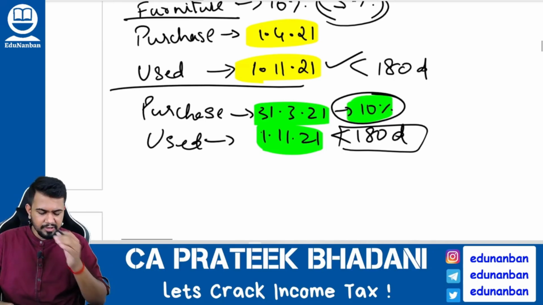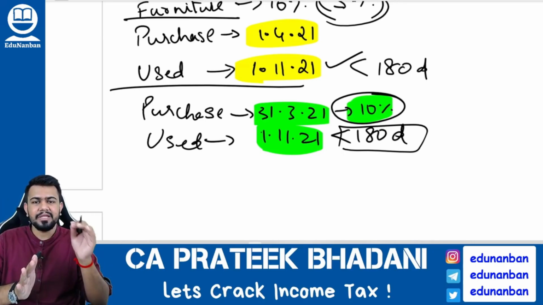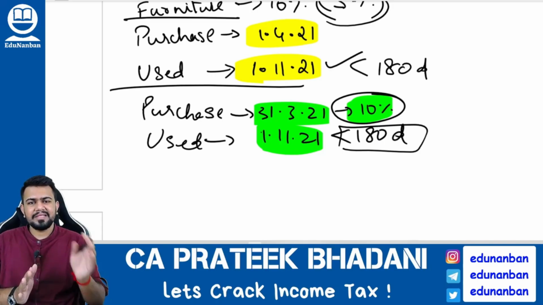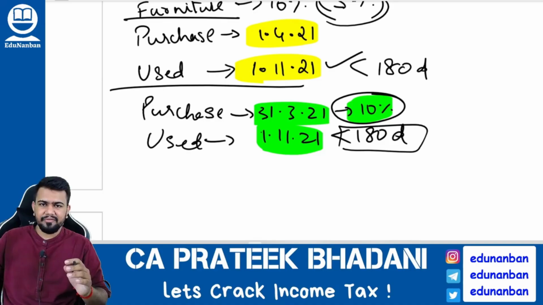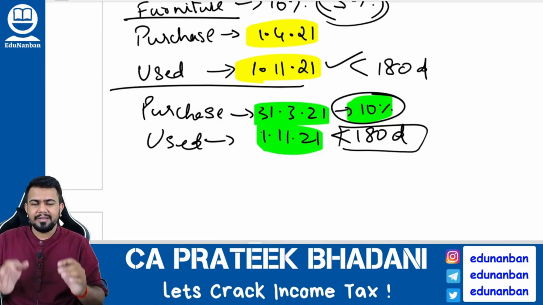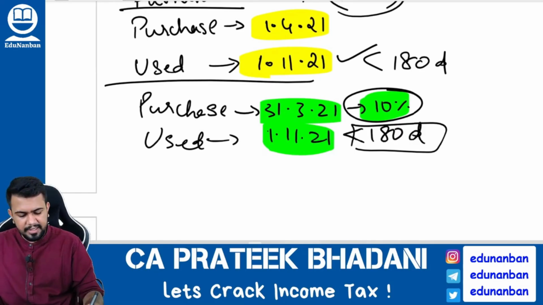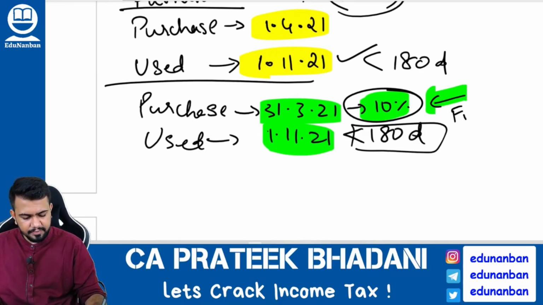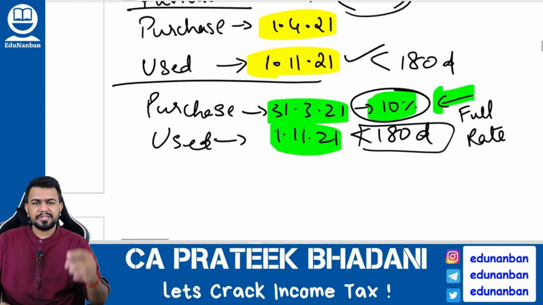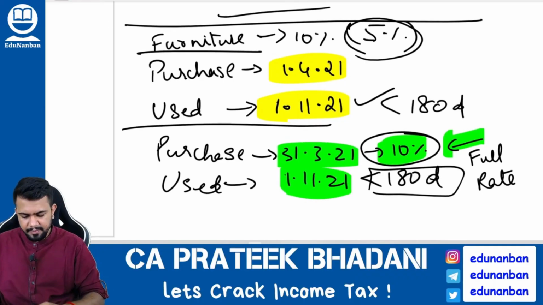You get my point? So here don't get confused. Only in the same year if I am purchasing and using for less than 180 days, in such case half rate of depreciation. If I bought in the previous years itself and in the current year I am using it for less than 180 days, in such case full rate of depreciation. So here what? Full rate. Okay. If you want, you can pause the video, see this example, you will be getting an idea. Okay. Next.